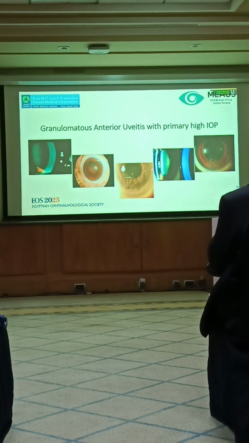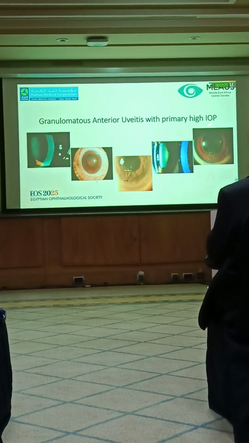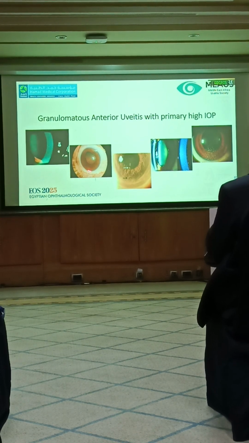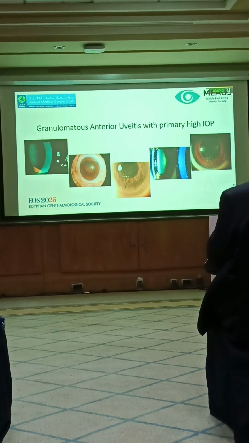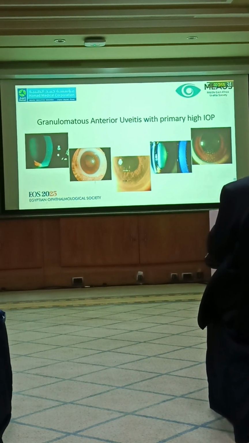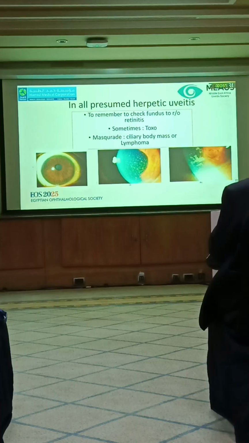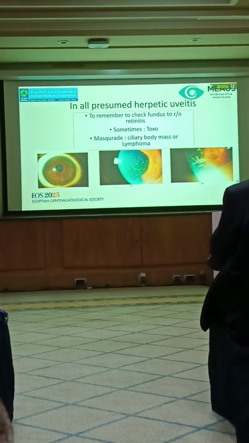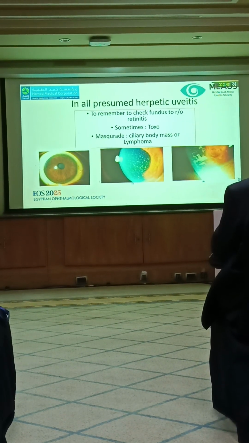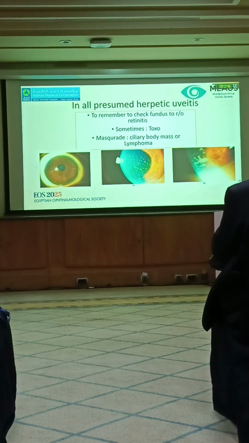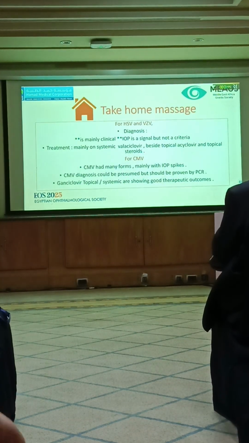So again, this is the first illustration that I put, and we can guess here from the clinical characteristics what type of uveitis this is. And please, in all cases of anterior herpetic uveitis, don't forget to examine the fundus, rule out retinitis, toxo, and of course, don't forget masquerade.